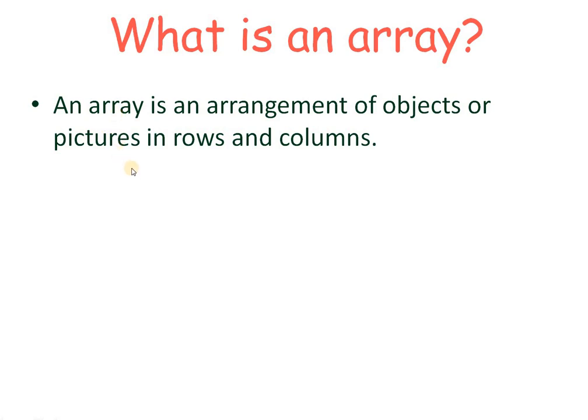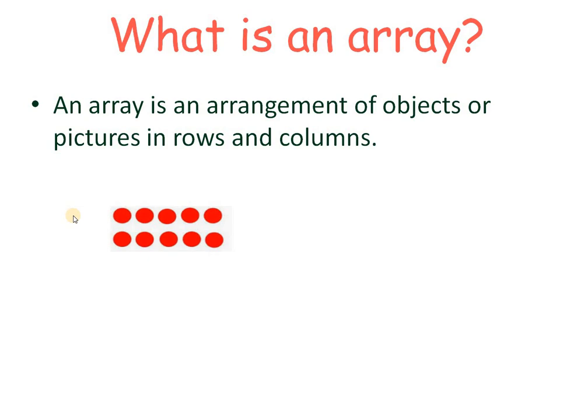Again, what is an array? An array is an arrangement of objects or pictures in rows and columns. There are two main parts that make up an array. They are rows and columns.